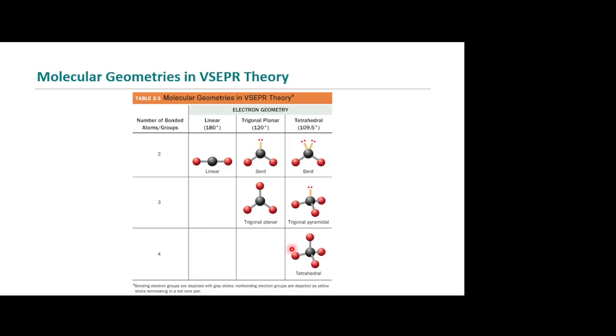Now, if we go up here, we have 3 electron groups around this one. Remember that any bond is going to be an electron group. Single, double, triple bonds are all 1 electron group each. And then a lone pair is another electron group, but doesn't count in terms of molecular groups. So this one is trigonal planar for the electron geometry.